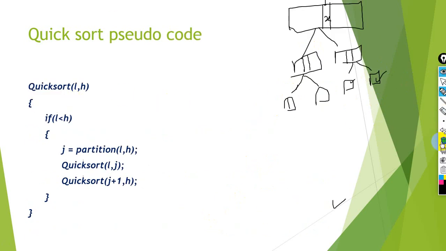Each time we do partitioning, the partition will send back a value j, which is the pivot position. Then we call quicksort on the partitions. When I'm again calling the partition, I will pass L and H. Sorry, this is not I, this is L. So I will pass L and j to one partition, and j and H to the other partition.